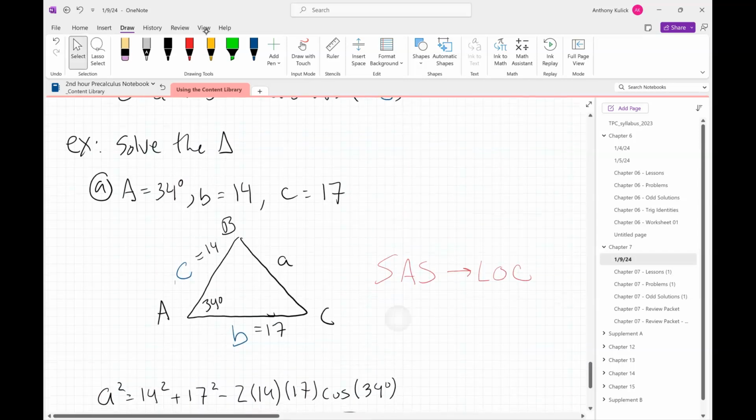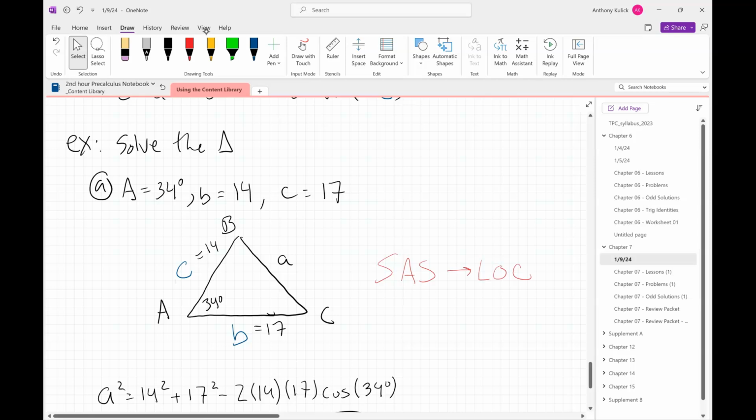Did I? Oh my gosh. There we go, 17, 14. Fortunately, the other one doesn't matter, but B is smaller. How do I know that? Because the side length is smaller, right? Everybody's okay with that?